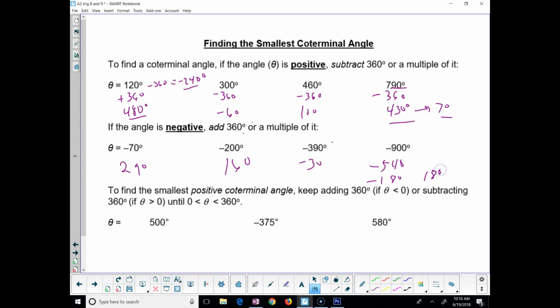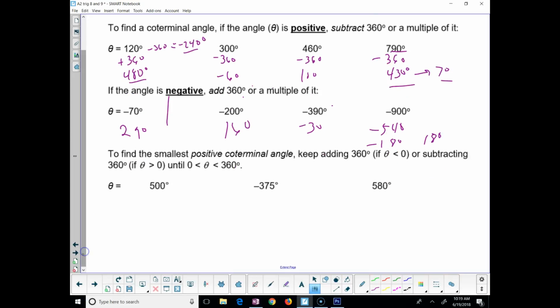Okay. So later on, our goal is going to be to name the quadrants of these. Over here, this is going to be quadrant 4, because the negative 70 is 290, and it's greater than 270. 160 is between 90 and 180, which is quadrant 2. This one is quadrant 4, because if you add 360, it's 330. And 180 doesn't get a number because, well, it's quadrantal.